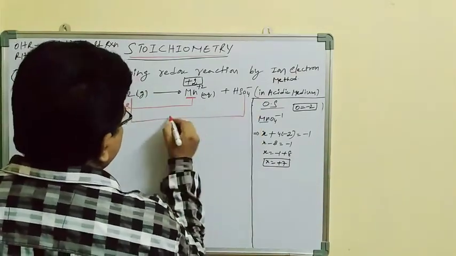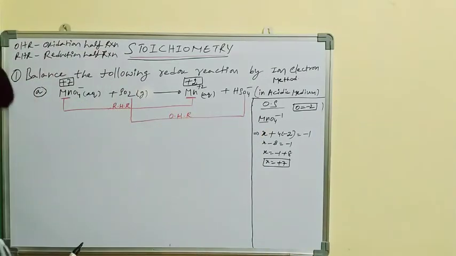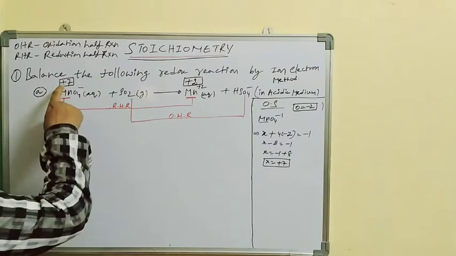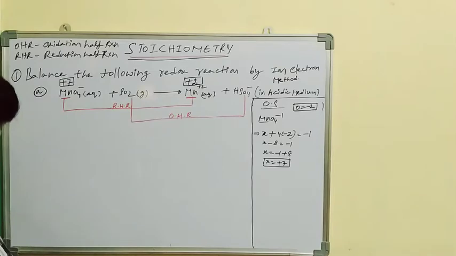Here the oxidation number decreases, +7 to +2, so this one is the reduction half reaction.